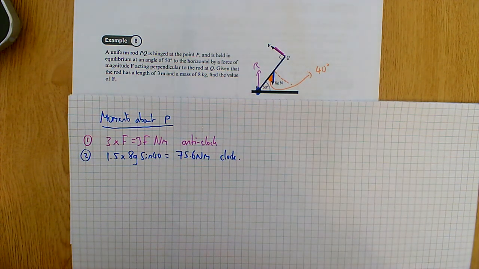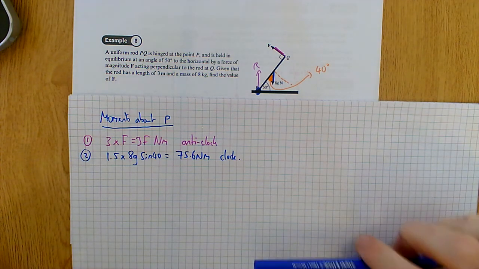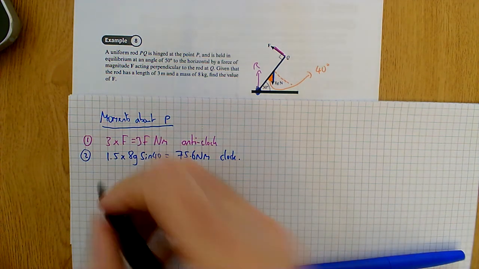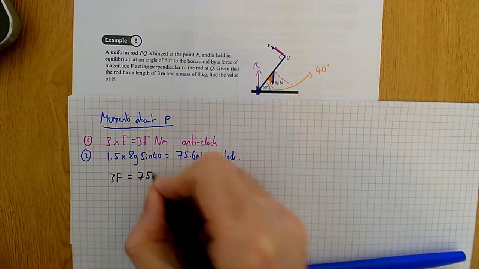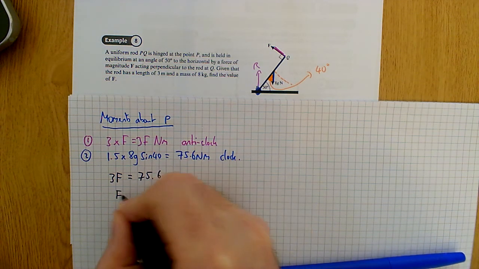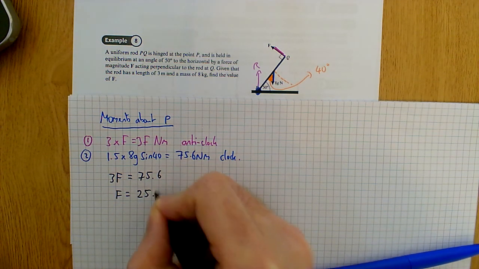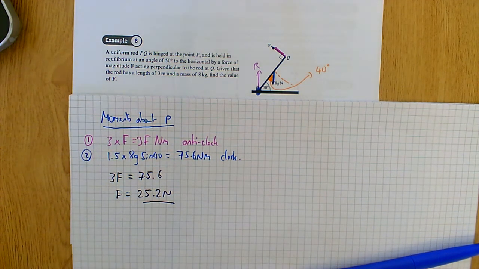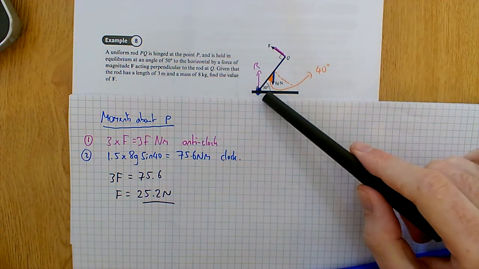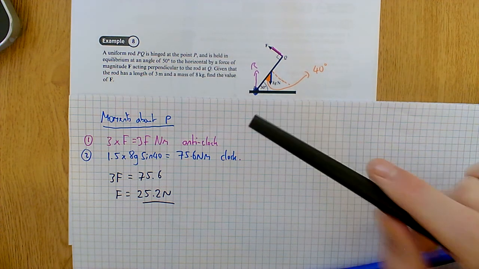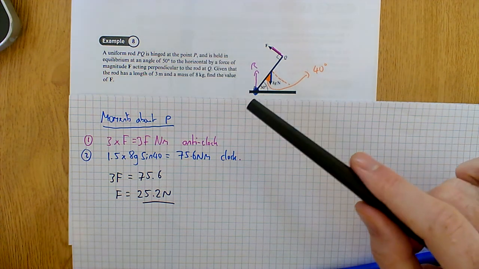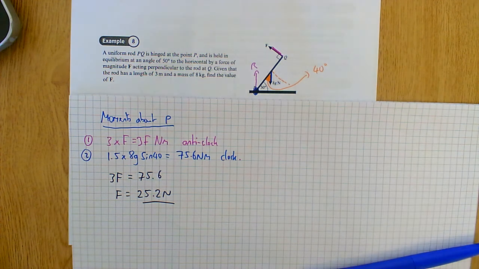Again, it tells us it's held in equilibrium, which means the clockwise and the anti-clockwise must balance. So we've got that 3F is equal to 75.6. So F is equal to 25.2 newtons in order for it to be held in equilibrium. Again, you don't use the R because it's at the point of pivot, so it has no effect on the turning. Or you could think of it as a distance of 0 from the pivot, so you'd end up with 0 Newton meters as well.